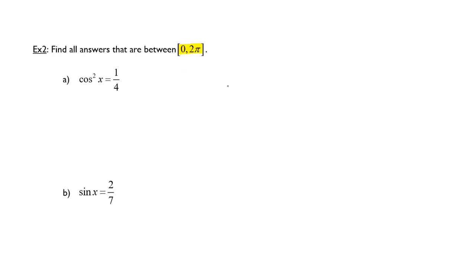Now let's take a look at cosine squared of x equals 1/4. I'm going to take the square root of both sides. You could also bring the 1/4 over, set it equal to 0, and factor. Each one is a completely legitimate way of doing this. Remember that when you take an even root of both sides, you have to provide a plus or minus sign in front of your solution on the right. That gives me cosine of x is equal to plus or minus 1/2, and then from there I can find all my solutions.